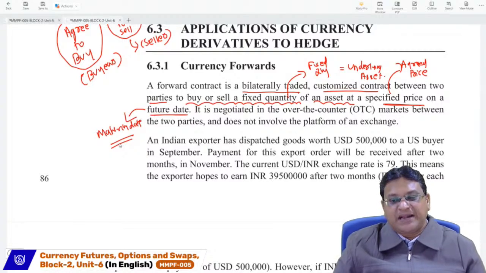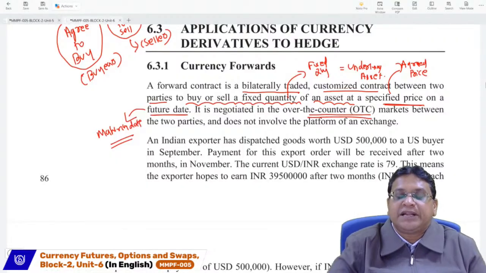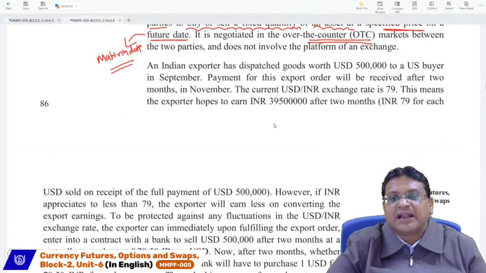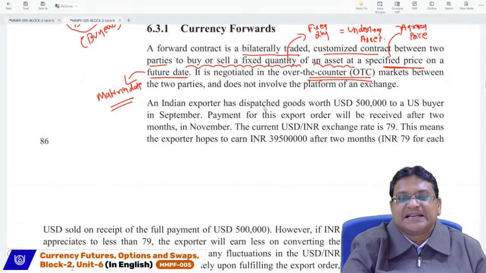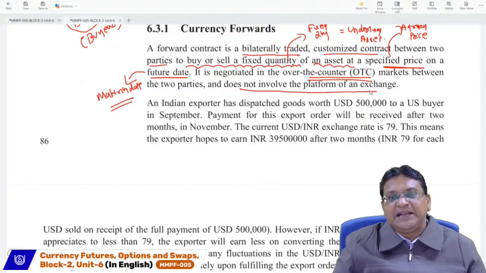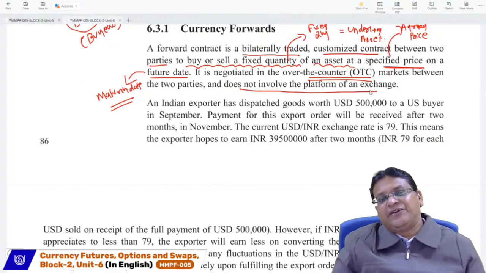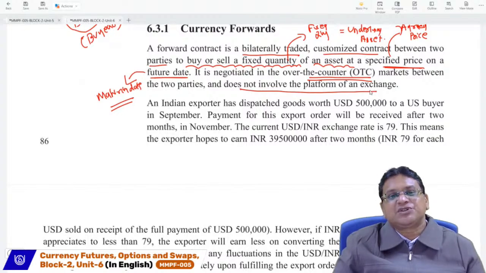Most of the forward contracts are privately traded contracts. Therefore, those are known as OTC contracts. What is an OTC contract? That is a privately traded contract. They are not purchased or sold in an exchange. So there is no exchange involved. So you cannot find a currency forward contract in NSE, BSE or any other exchange. You have to do it privately. This is known as currency forward contract.